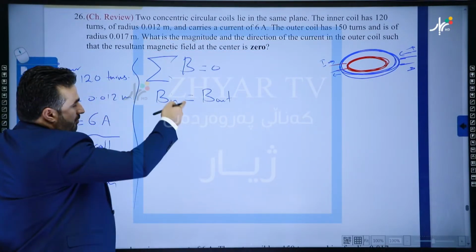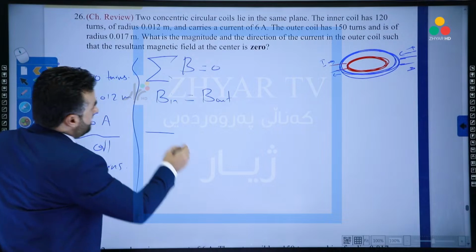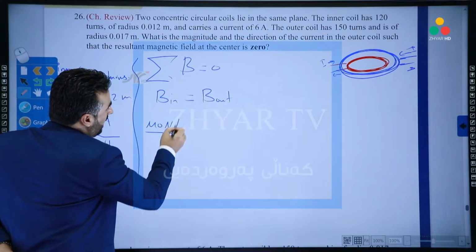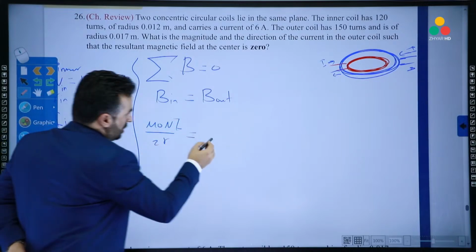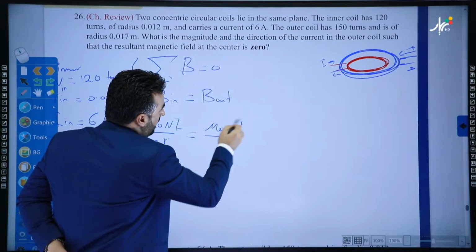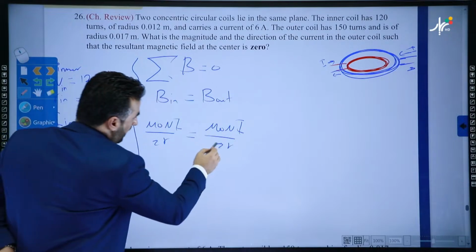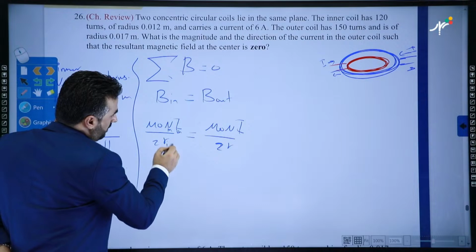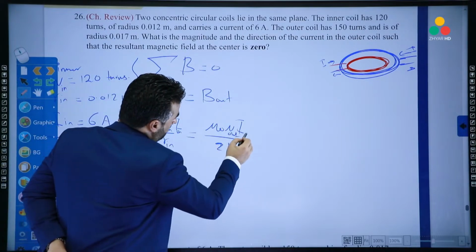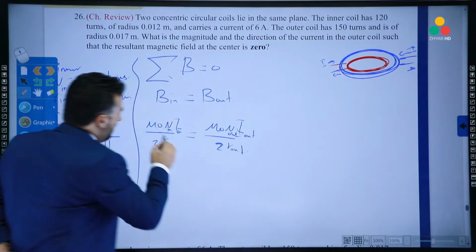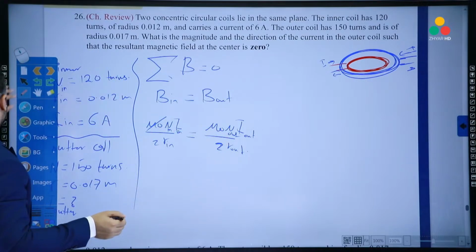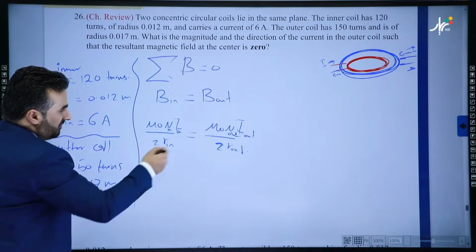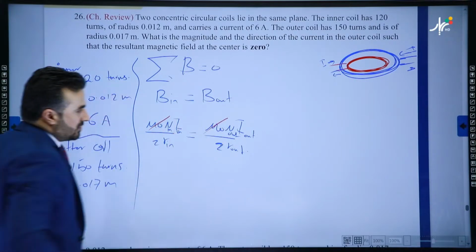We do know the magnitude of the magnetic field for a coil is mu naught N I over 2 times the radius, equals mu naught N I over 2 times the radius. But don't forget, these are 2 different coils. So this is for the inner, and this is for the outer. Now mu naught is on both sides, so of course it cancels out because it is a constant. But can we say the radius also cancels out? No, because they have different radii. What about the number of turns? That is also different here.